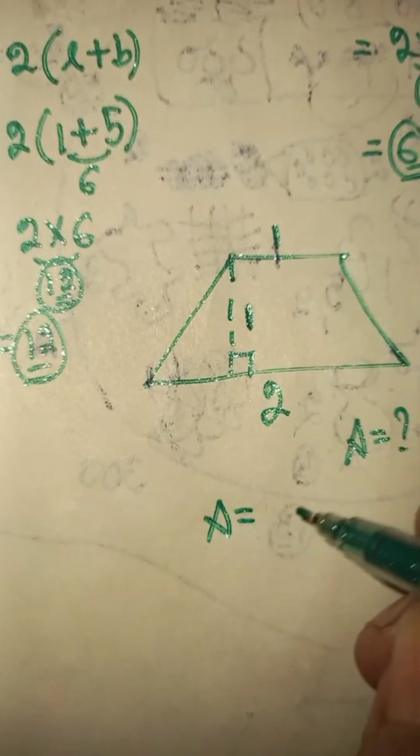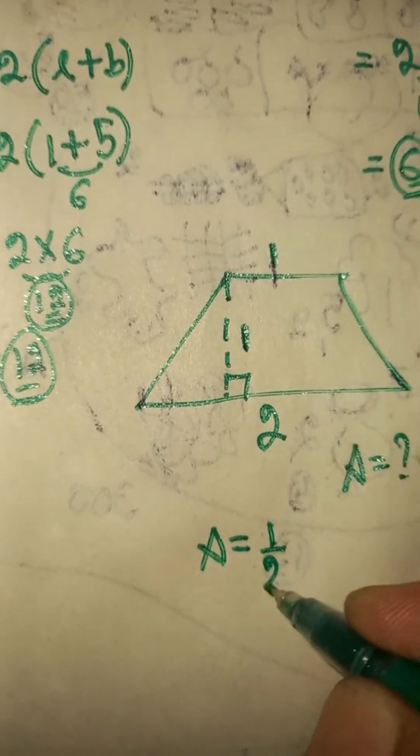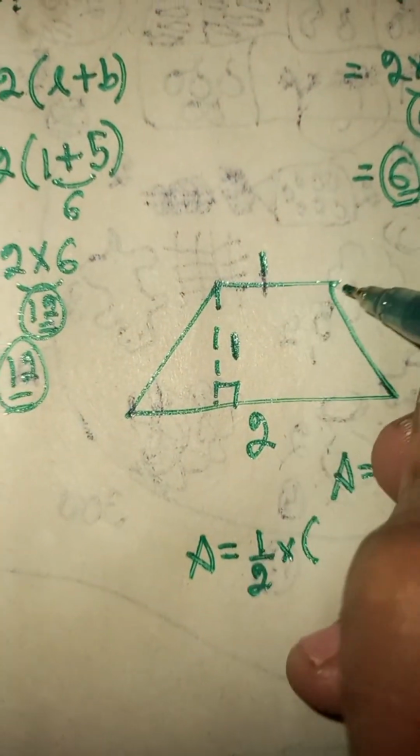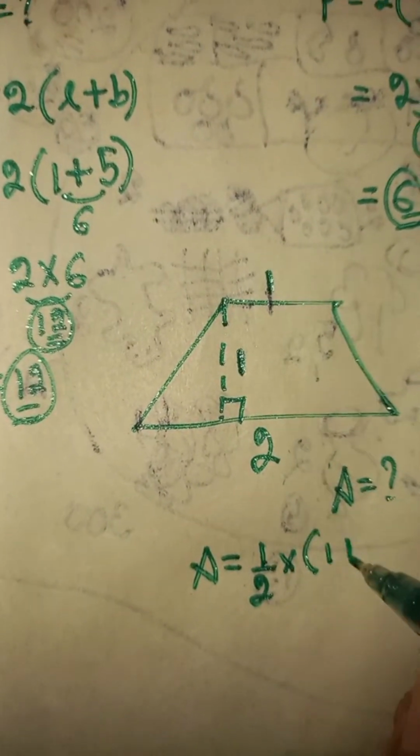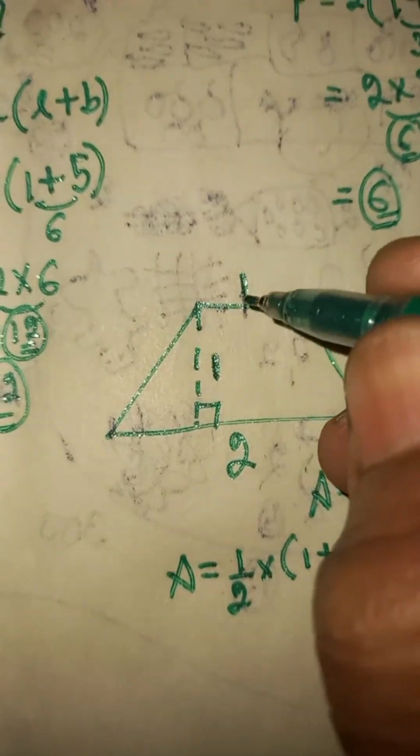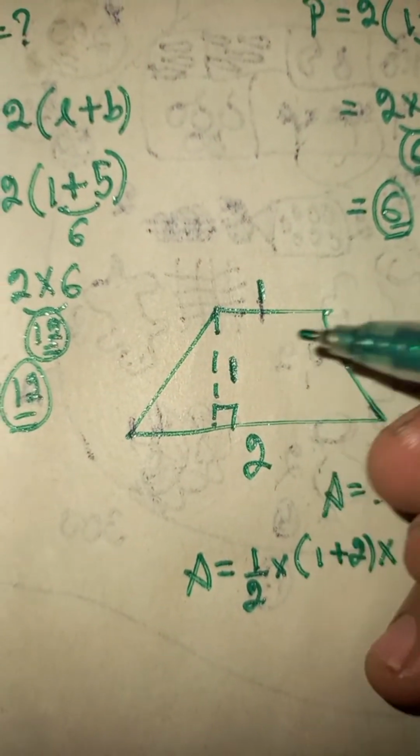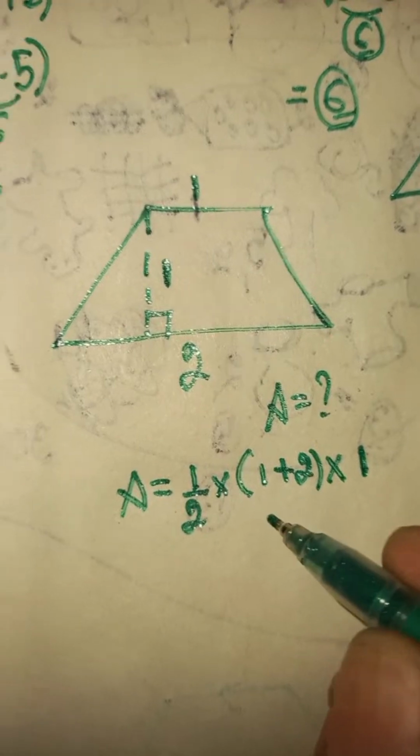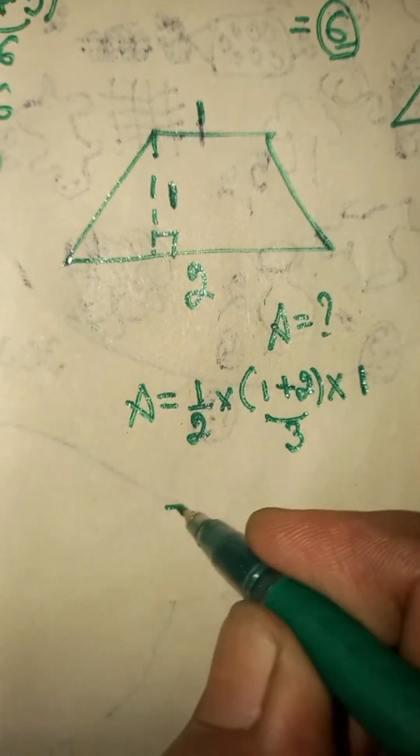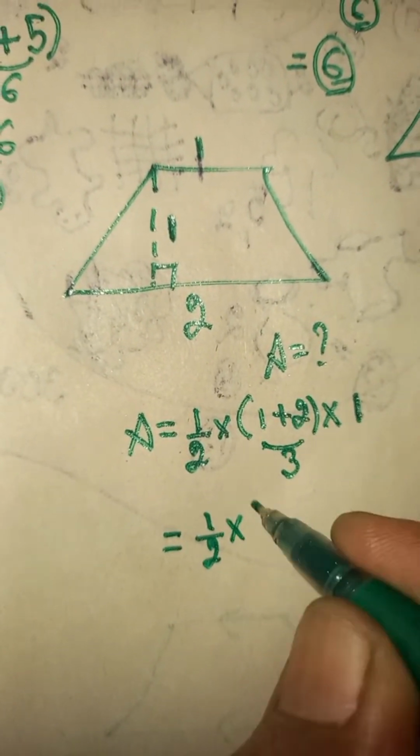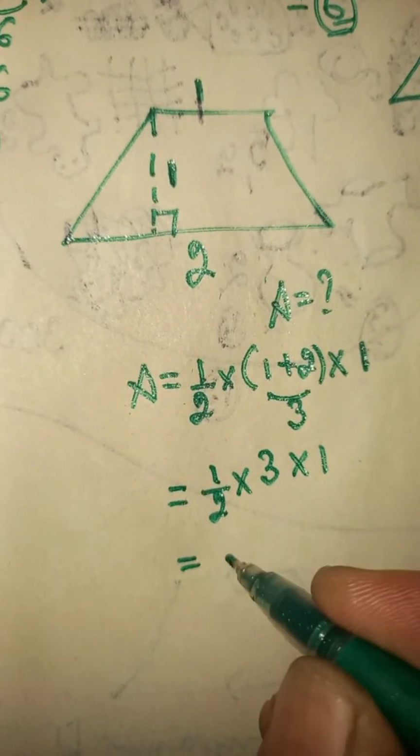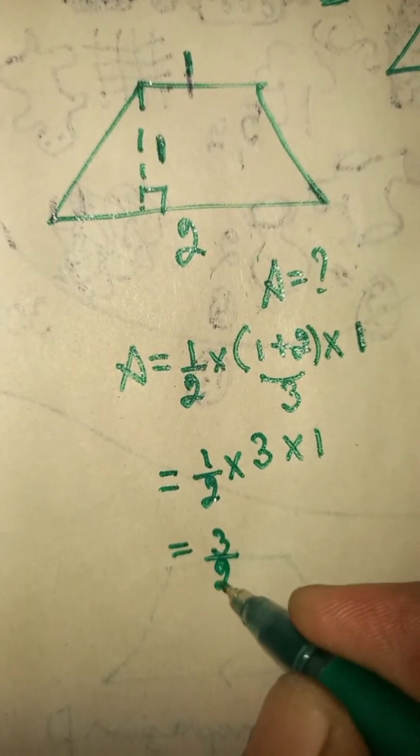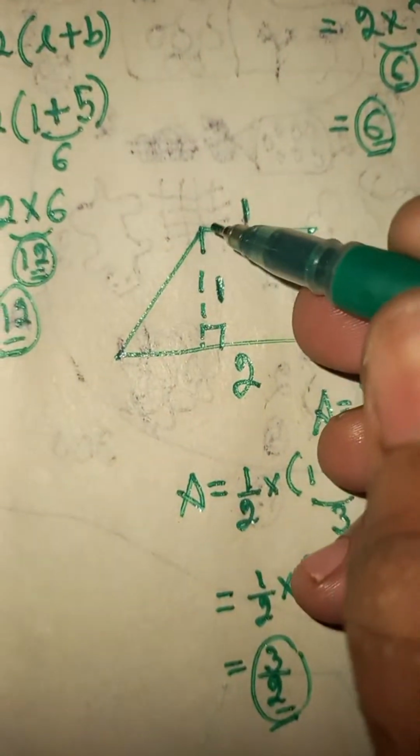The area of a trapezium can be found as half times the sum of the parallel sides, that is 1 plus 2 units, times the perpendicular height that they have given us, 1 unit. 1 plus 2 becomes 3. So it becomes half times 3 times 1. You cannot divide 2 and 3. 3 times 1 becomes 3 above, 2 below. 3 by 2 square units is the area of this trapezium.